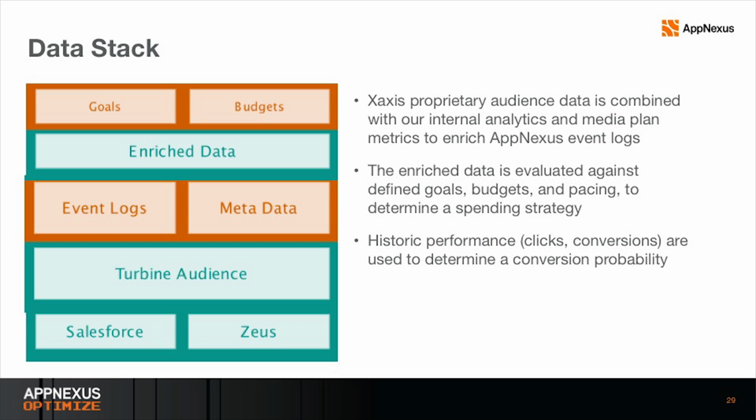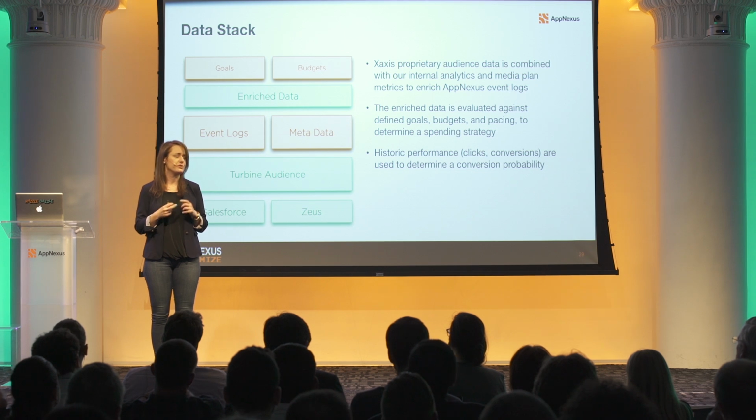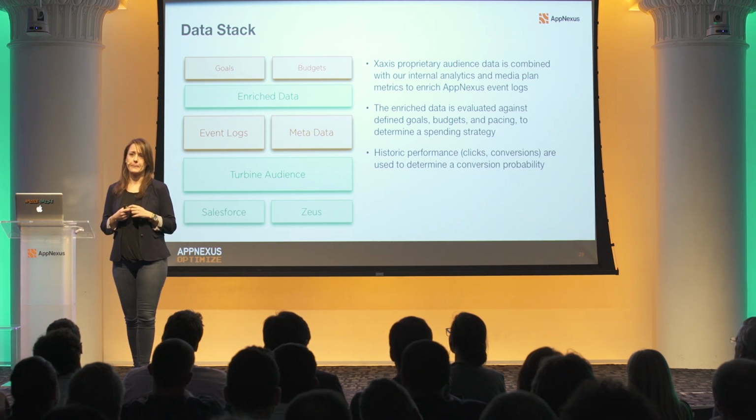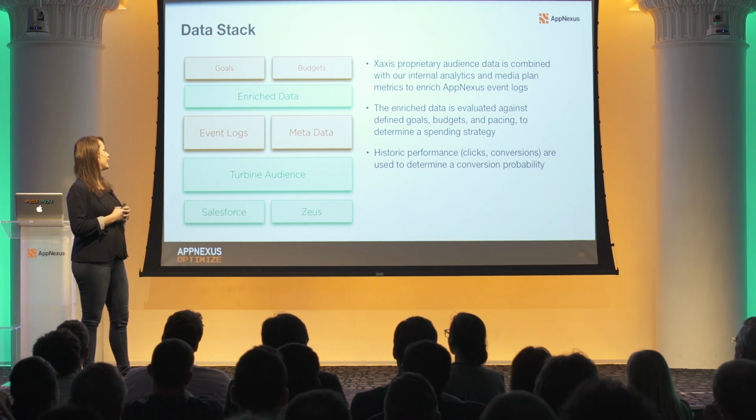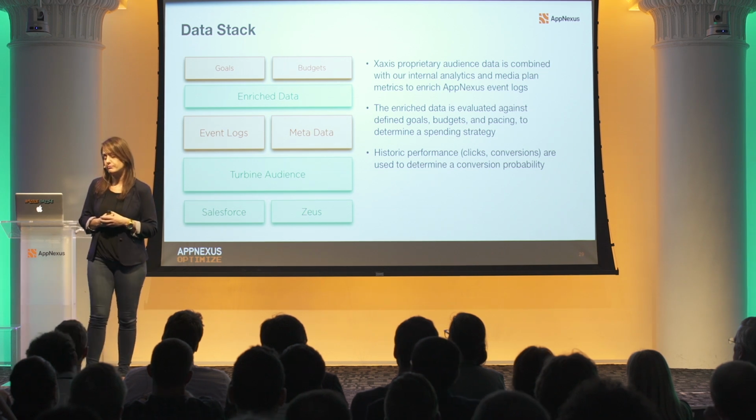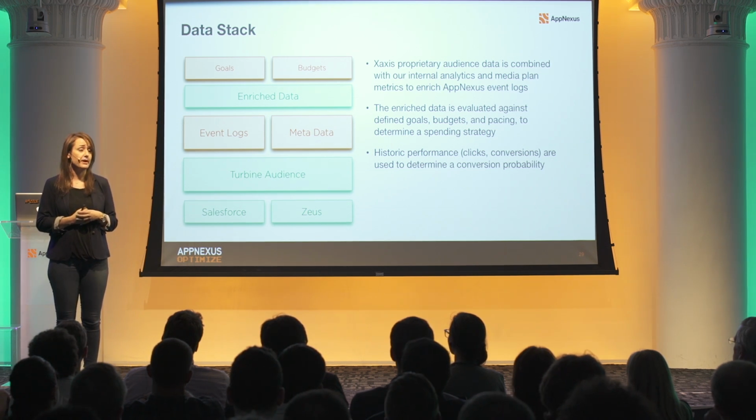The data stack is actually a more interesting picture to me. So the orange boxes here are actually data that is sourced from the AppNexus platform. The blue boxes are unique or proprietary to us. So from Salesforce, we get metadata about the media plans and the campaigns, what KPIs are the clients looking for. Zeus is our own internal analytics system, and it has some attribution and conversion funnel data in it. Turbine is our flagship product at Xaxis. It is our proprietary internal DMP, where we have pretty strong audience profiles about everyone we've ever seen in the network.